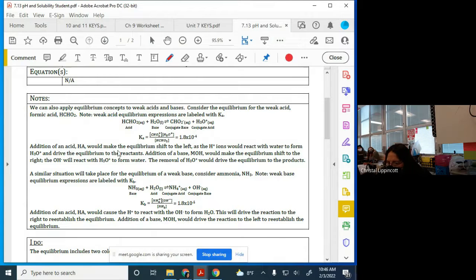Addition of an acid would make the equilibrium shift left. So if we added an acid in like HCl, this hydrogen here is going to go and attach onto this base and form more of this stuff. And because of that, it's going to shift this direction to make up for it.